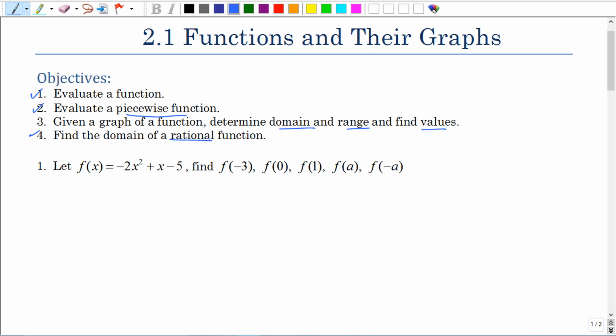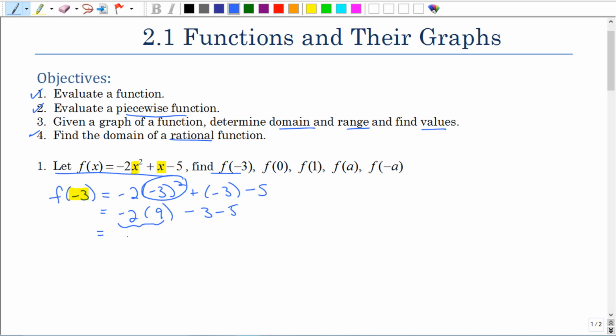So let's just review how to evaluate a given function. Here's our given function, and it's asking us to find f of -3. What does that mean to do? It means to substitute in wherever there's an x, we're going to replace that x with -3. You may notice that I use parentheses, and that helps me just keep straight the order of operations. So I know I need to square this first before I multiply by 2.